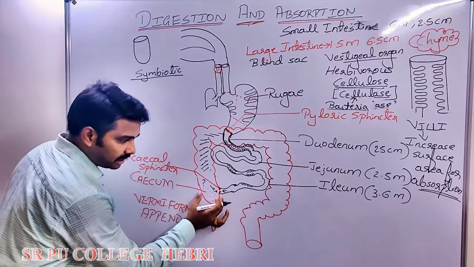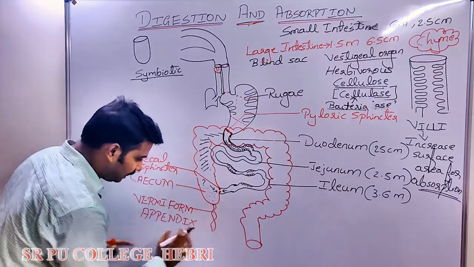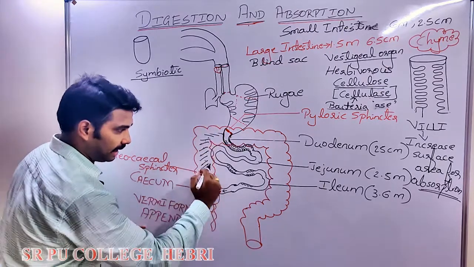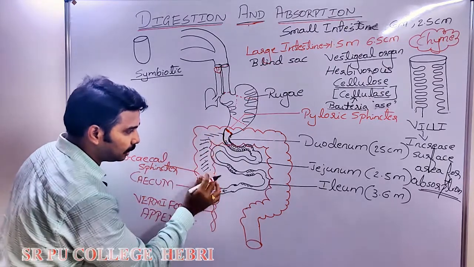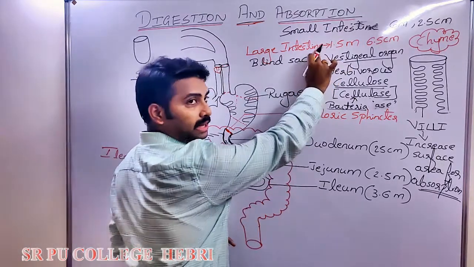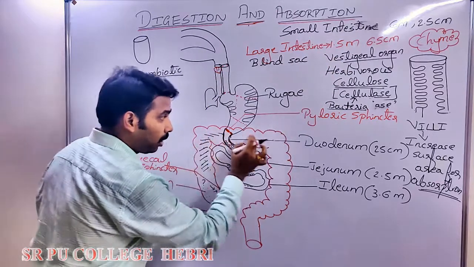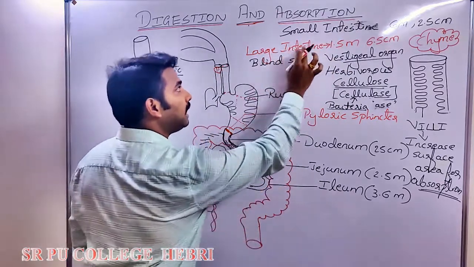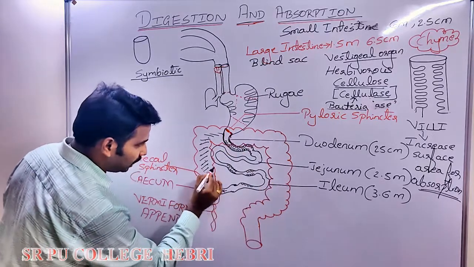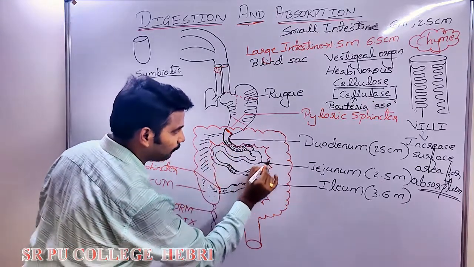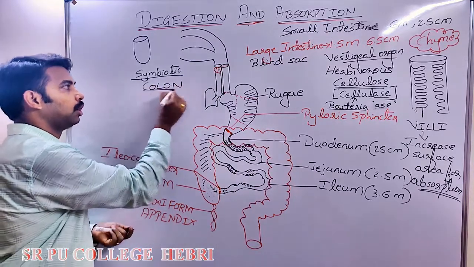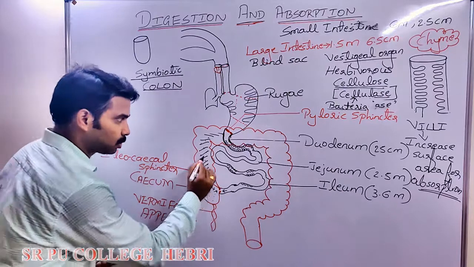Now, the cecum posteriorly leads to the vermiform appendix. Anteriorly, it leads to the longest part of the large intestine. Please note, it is the longest part of the large intestine. This entire region where you find pouch-like structures, what is that called? Colon. Okay, that is called colon.